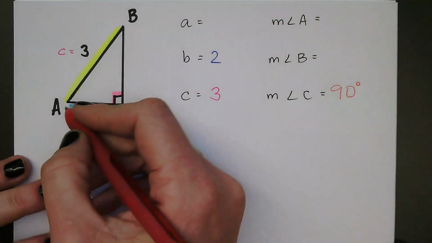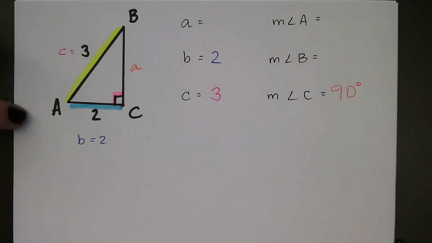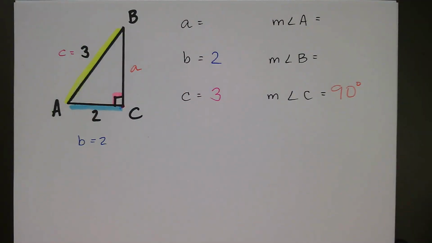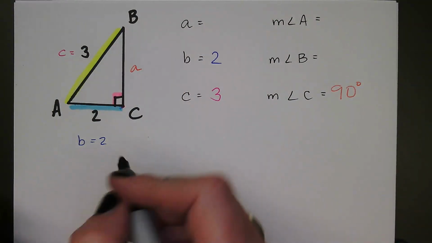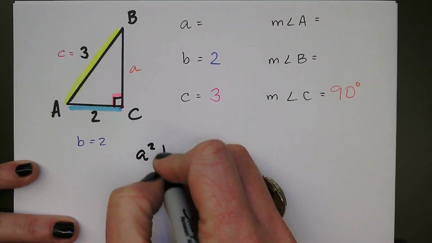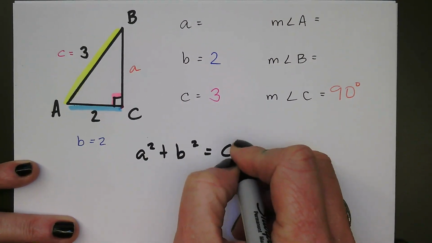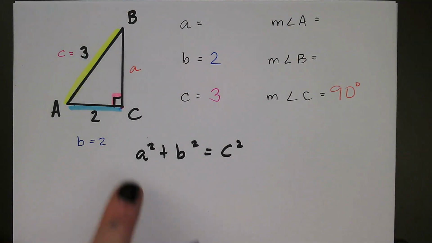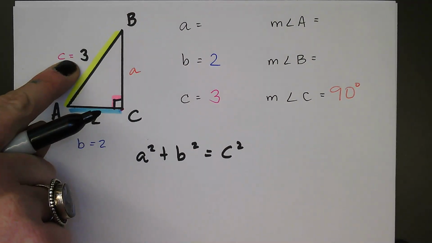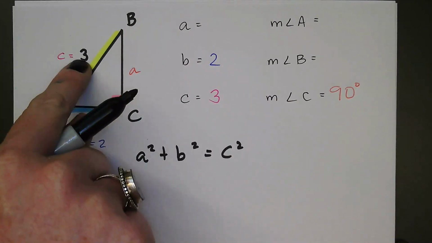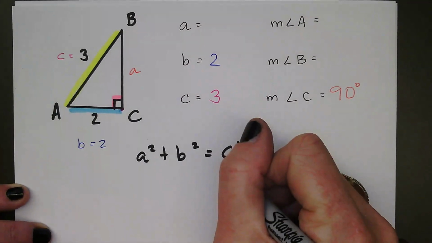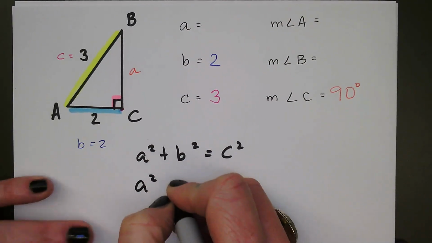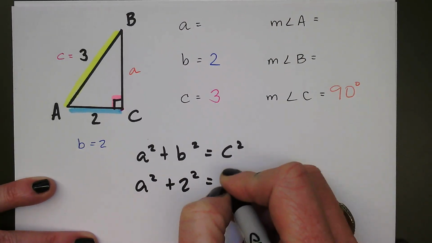It is BC, but I'm going to use the notation here and call this a. It is opposite angle A. So I'm going to find this side, and I am going to use the Pythagorean theorem. I'm going to use a squared plus b squared equals c squared. And the nice thing about the standard notation here is C is typically the right angle and c is your hypotenuse. So we can clearly see here that c should be 3. So a is my unknown, a squared, b is 2, plus 2 squared equals 3 squared.